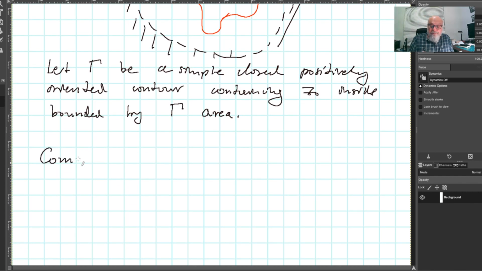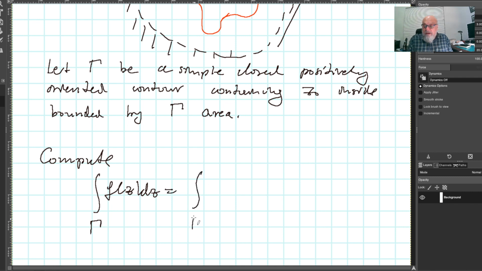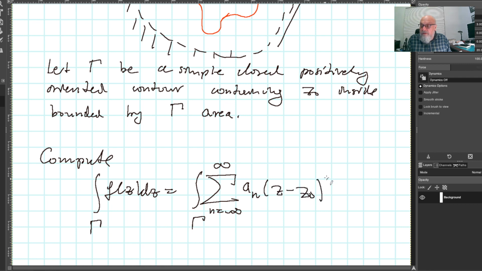Compute this integral over gamma of f of z dz. Since here we have this representation, again we are getting the integral of the Laurent series of that function. So this is the sum from n equal minus infinity to infinity of a_n (z minus z0) to the power n, and then I put here dz, because that's the integral.